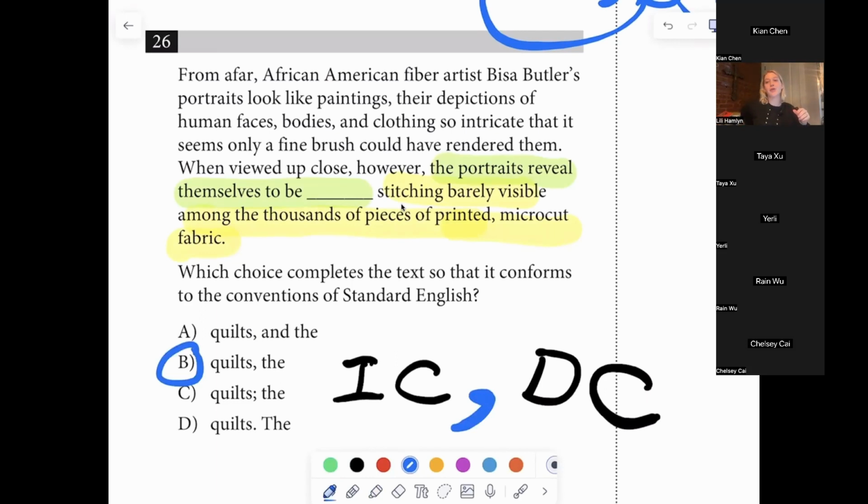Semicolons are used to separate two independent clauses. They're basically the same as a period or a comma and or a comma but.